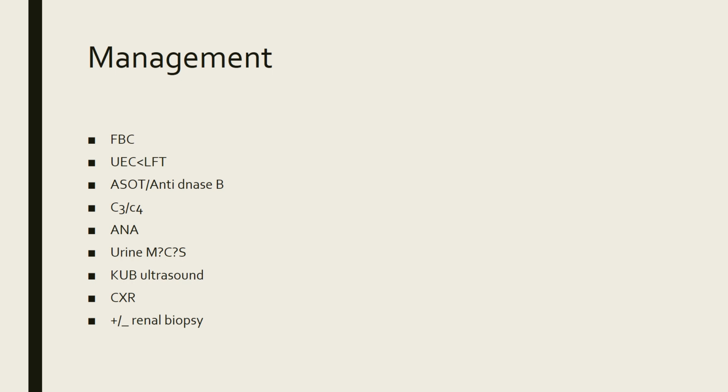Look up situations where you expect to find both C3 and C4 low, such as lupus nephritis, shunt nephritis, or subacute bacterial endocarditis. Those two may be low. And then we want to do ASOT titers and anti-DNase B. We expect those to be high.